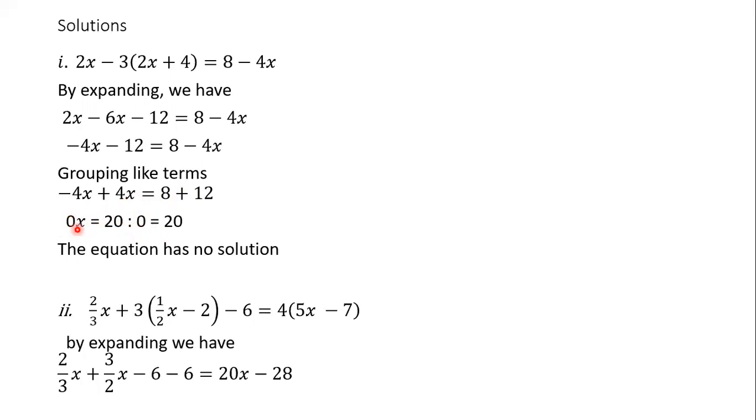So if we compare this to the form ax equal to b, we said when a equal to 0, then the equation has no solution. So here we have a equal to 0, but b is equal to 20. So a equal to 0, but b is not equal to 0. Therefore, this equation has no solution.